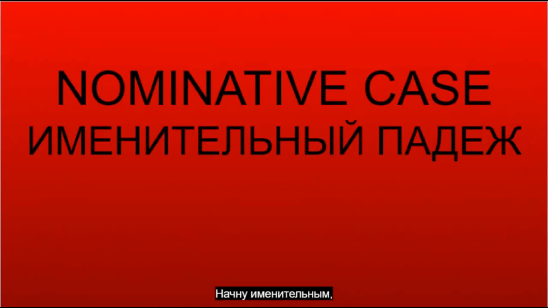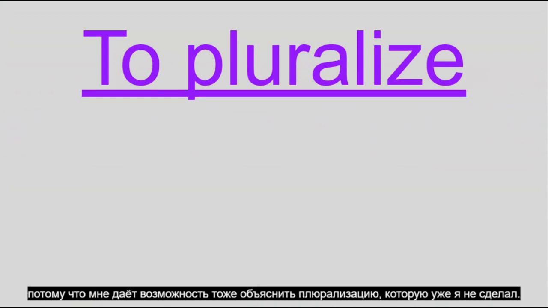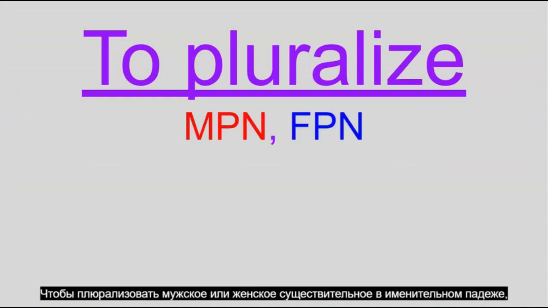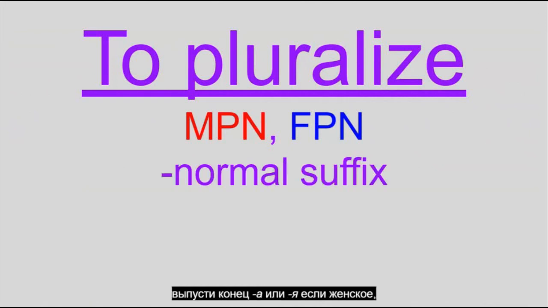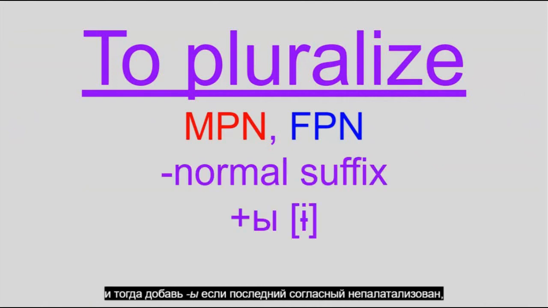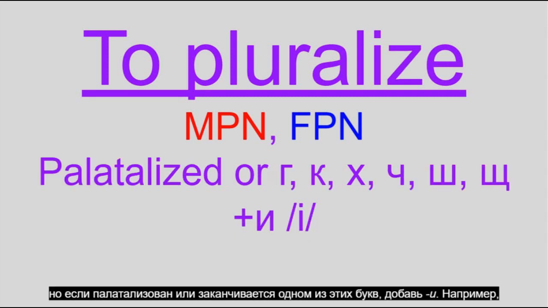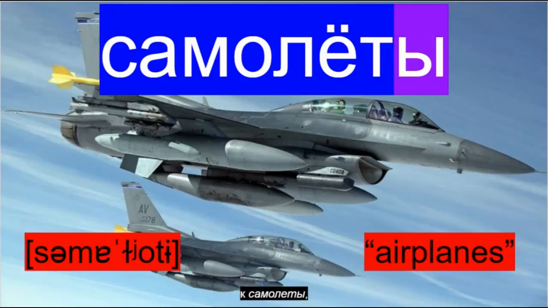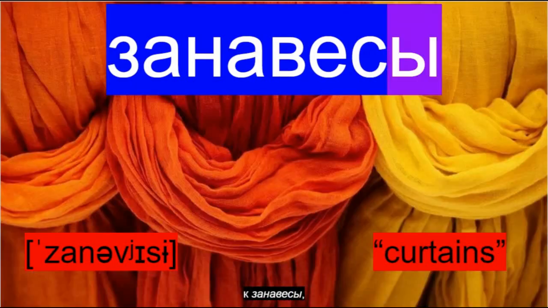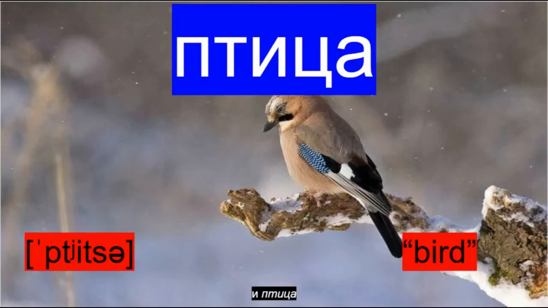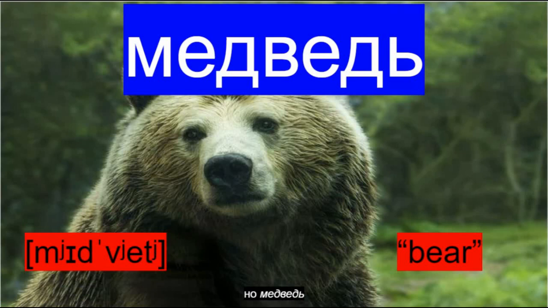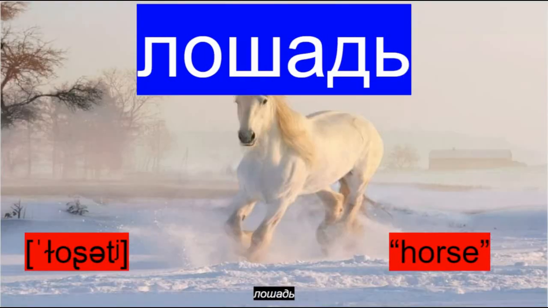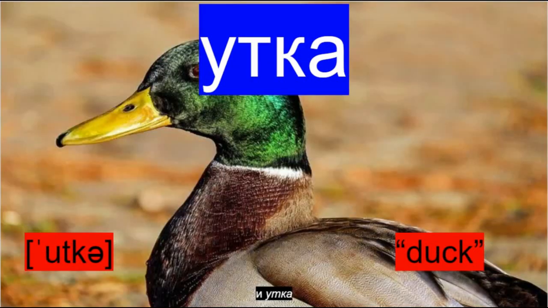I'll start with the nominative because it gives me the chance to explain pluralization as well, which I hadn't already done. To pluralize a masculine or feminine noun in the nominative case, drop the a or ya ending if feminine, and then add y if the last consonant is unpalatalized, but if it's palatalized or ends in one of these letters, add i. For example, we have самолет to самолеты, занавес to занавесы, and птица to птицы. But медведь to медведи, лошадь to лошади, and утка to утки.